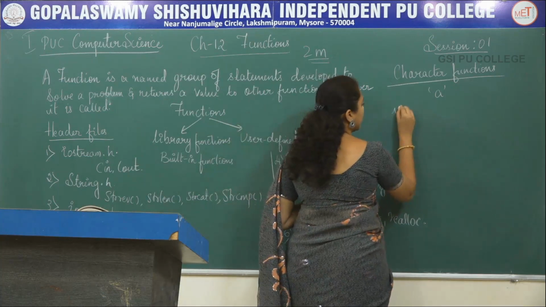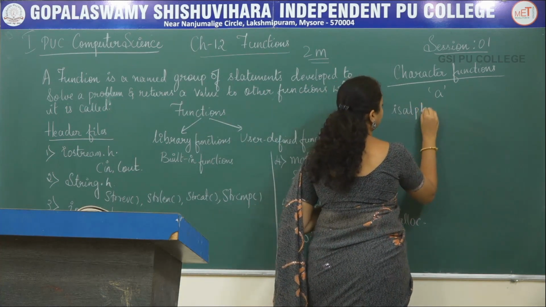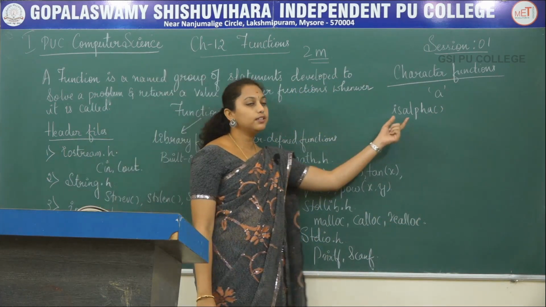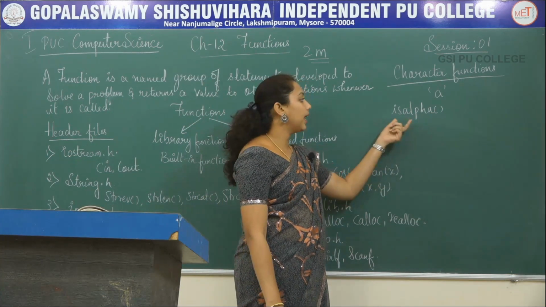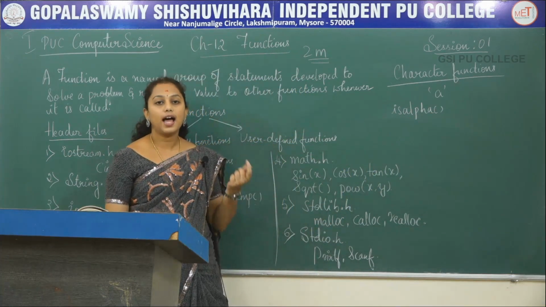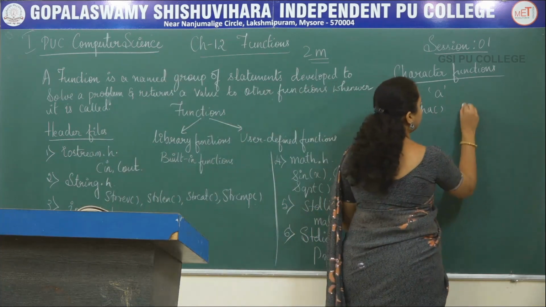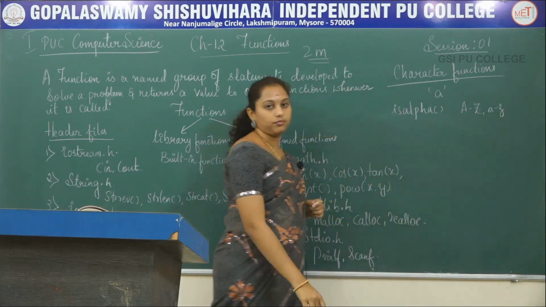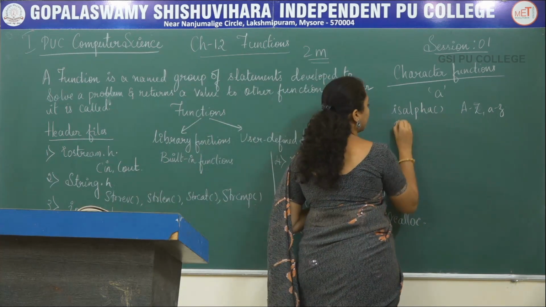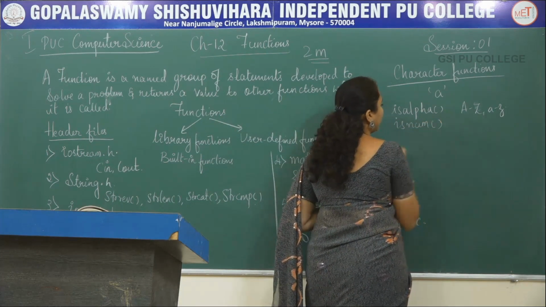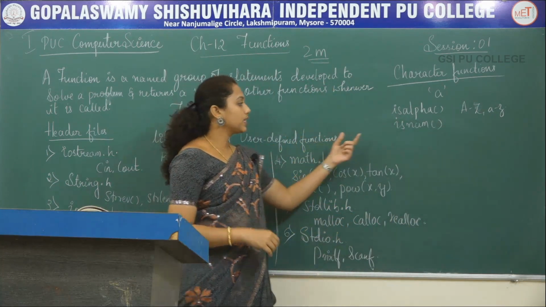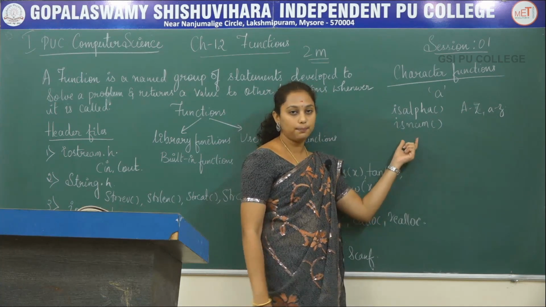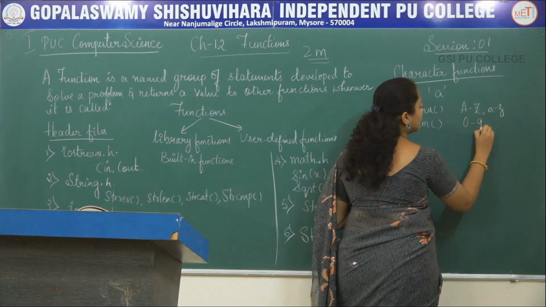The first one is alpha function. Why do we use alpha function? It returns a non-zero value when the entered character is an alphabet. It may be an uppercase alphabet or lowercase alphabet. Next is num function. Why do we use num function? This function returns a non-zero value if the entered character is a number which ranges from 0 to 9.